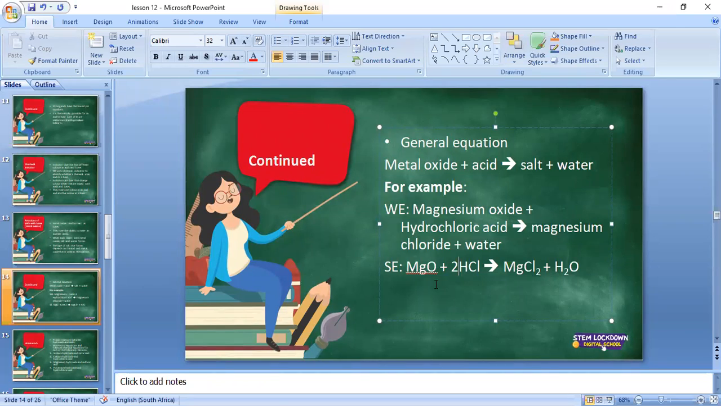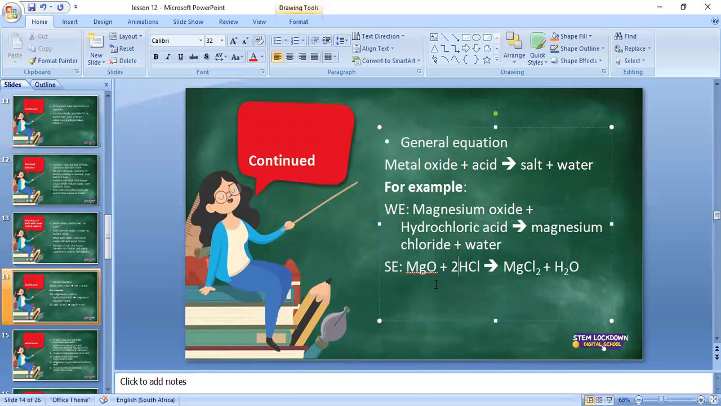Looking at the general equation, the metal oxide reacts with an acid to give us salt and water. For example, word equation: magnesium oxide reacts with hydrochloric acid and it gives us magnesium chloride, which is a salt, and water. Water is H2O. You already know we dealt with metal oxides. When we're talking about magnesium oxide, you already know it's going to be Mg reacting with oxygen and then gives us MgO. Then hydrochloric acid, that is HCl. Then magnesium chloride, it's MgCl2, plus H2O, because we said it's salt plus water.